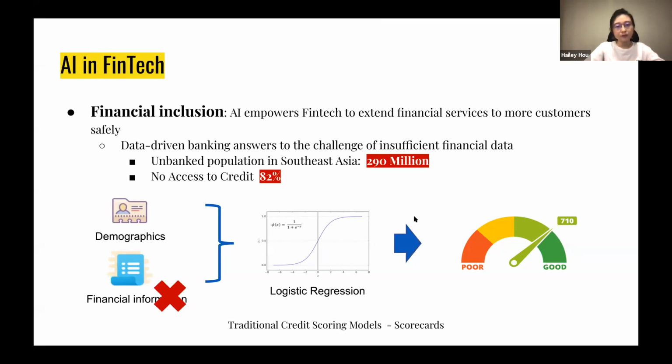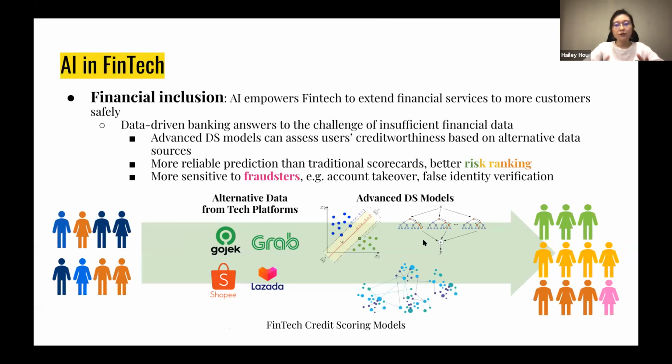So what do we do? How does AI help? AI uses different models and more advanced machine learning models, and also uses alternative data sources. If you don't have income or payslip information, can I actually analyze your spend behavior? Can I use tech platform data, for example Gojek rides, or Lazada, Shopee e-commerce spending behaviors? Can we leverage on that? And we have more reliable predictions than traditional scorecards, which means better risk ranking, which means under the same risk tolerance level, we can extend our loans to more users.